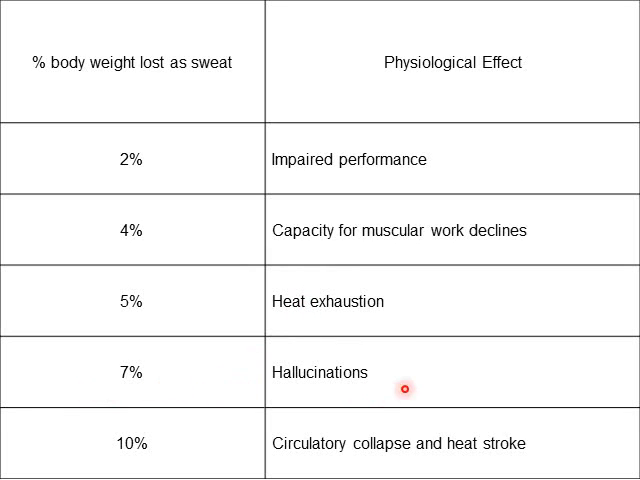And then 7%, you're starting to have CNS decline and hallucinations. 10% typically is noted the point where you're going to have circulatory collapse, where the heart can't maintain cardiac output anymore, heat stroke, and death.